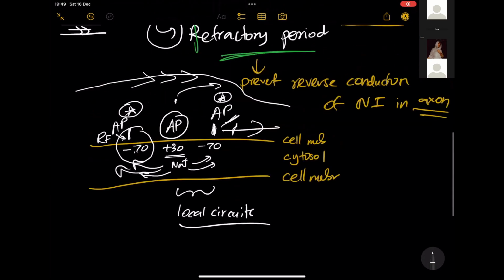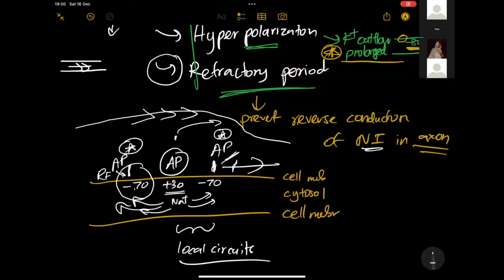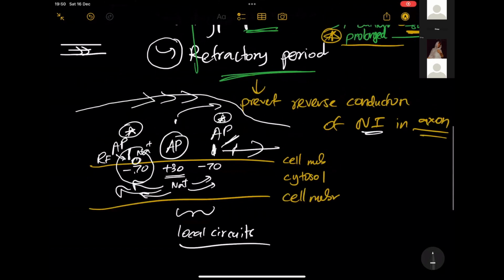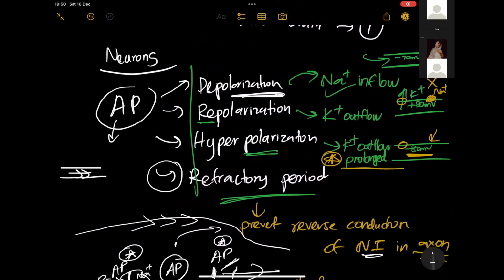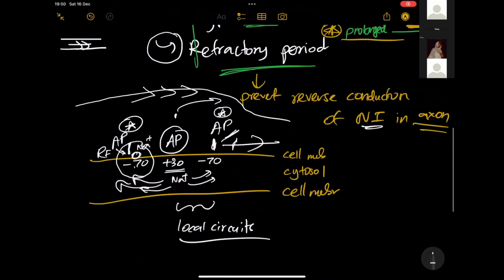So what is the refractory period? It prevents the reverse conduction of nerve impulses in an axon. What is the reason? If you want to know, remember that there were sodium ion channels that always result in depolarization. Remember that the sodium ion channels which are needed for depolarization get inactivated. That's why you can't do a reverse conduction. So remember that. Okay. And next, let's see the next question.